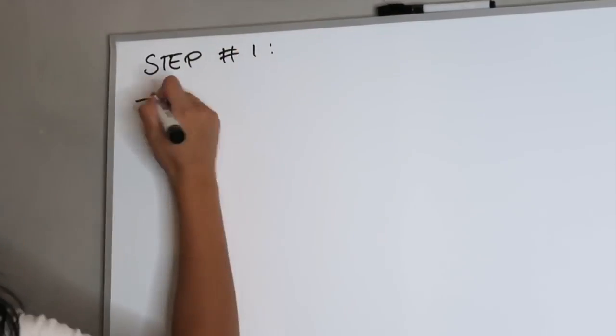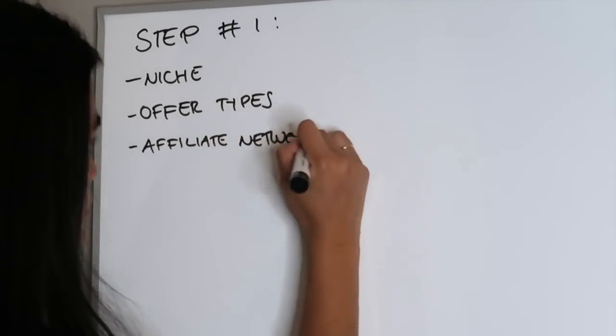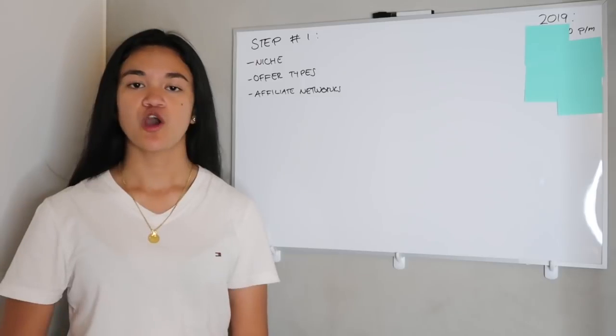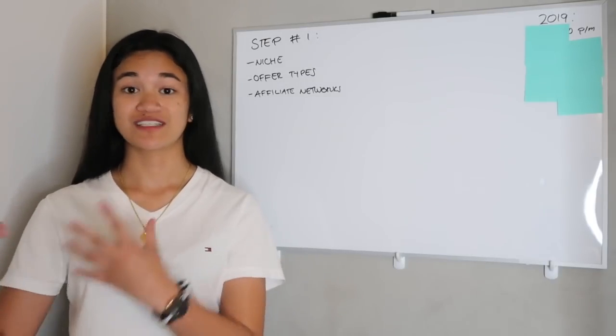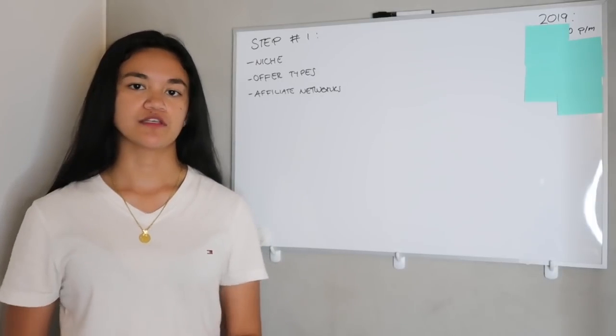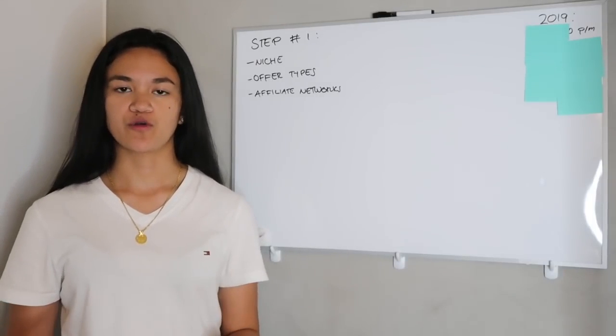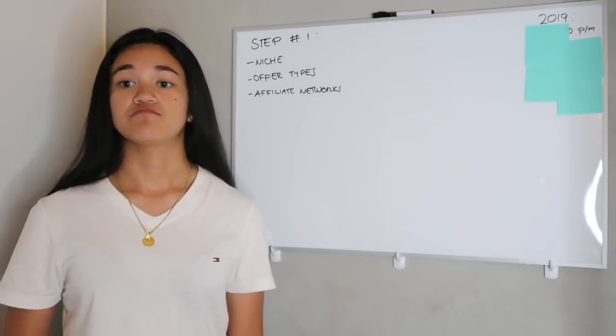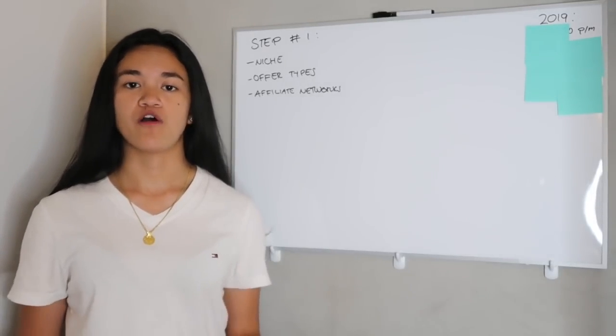Okay, so for step one, the first point I'm going to go over is actually the niche. What kind of CPA niche, what kind of CPA offers. I'm going to go over an example of how you can implement this for yourself. And then I'm also going to go over affiliate networks and how you can get accepted to it, and where you can find these type of CPA offers.